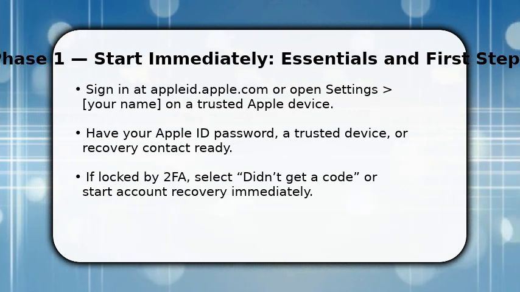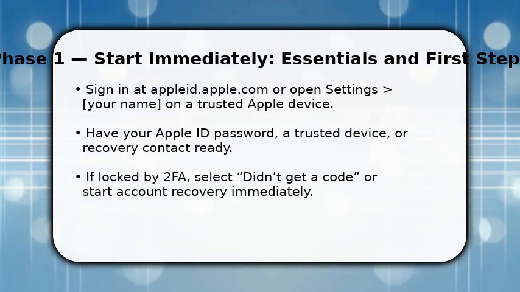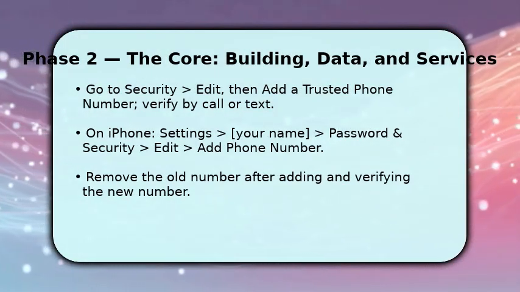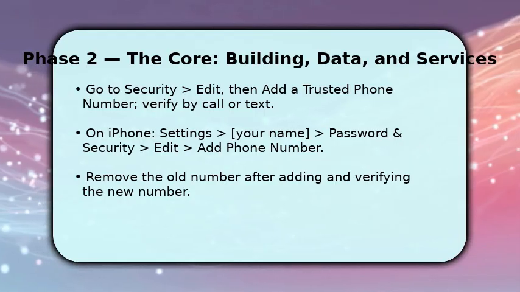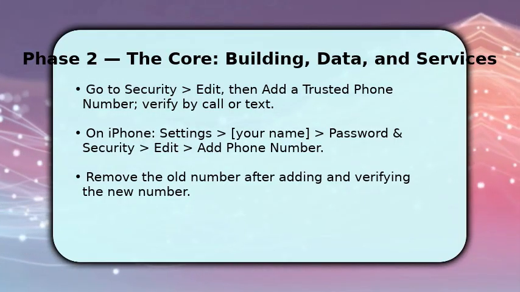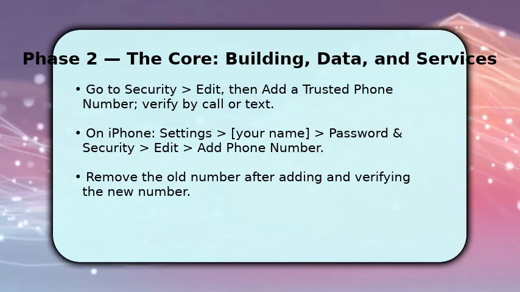Next, add and verify your new phone number so future codes reach you. On the web, go to Security, then Edit, and on iPhone, use Password and Security Edit. Enter the new number, choose Call or Text for verification, and complete the code entry. This links the number to your account.